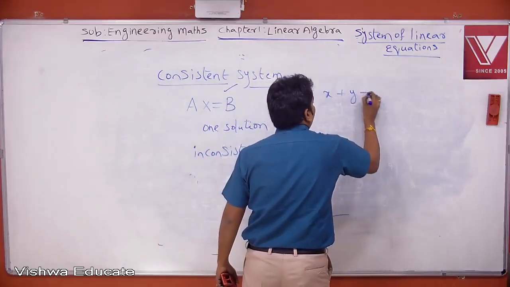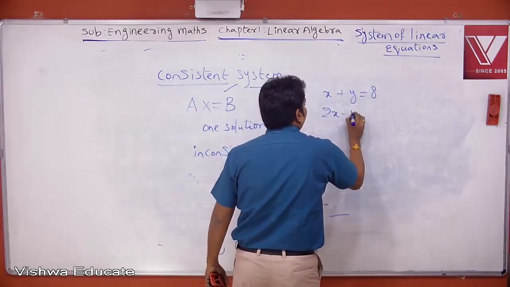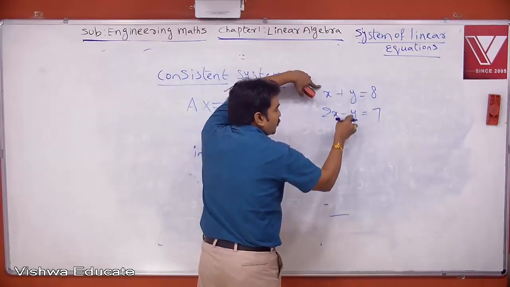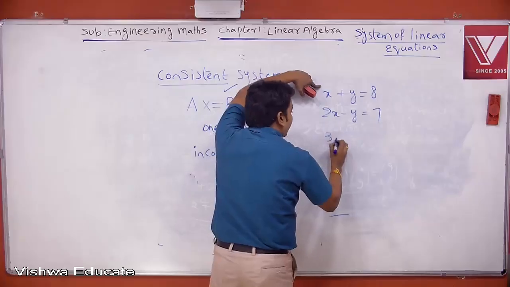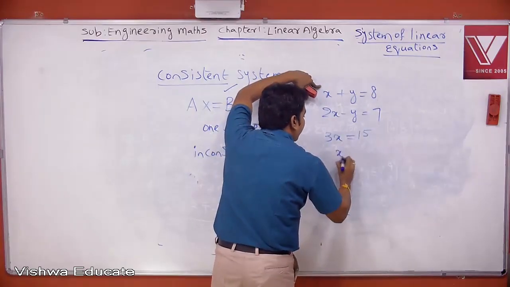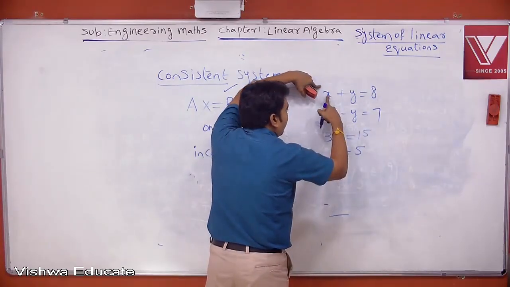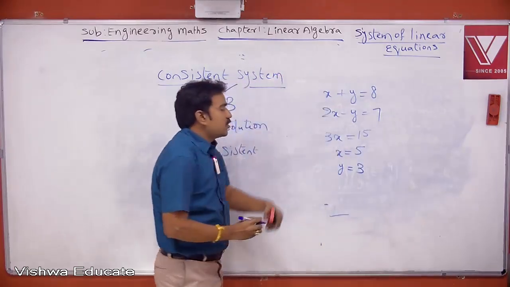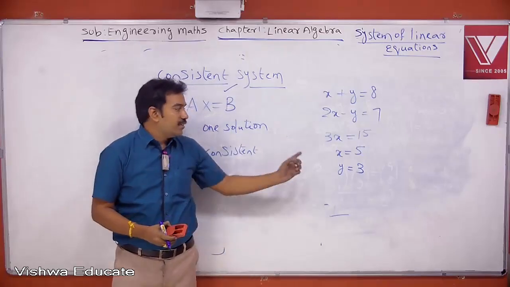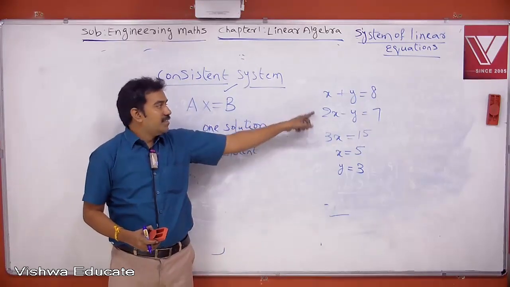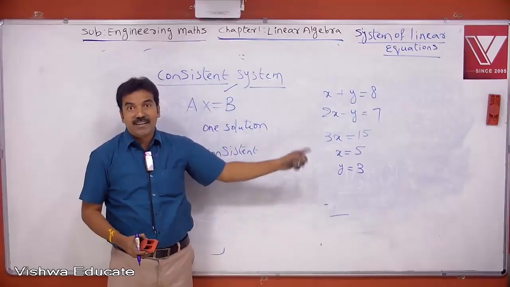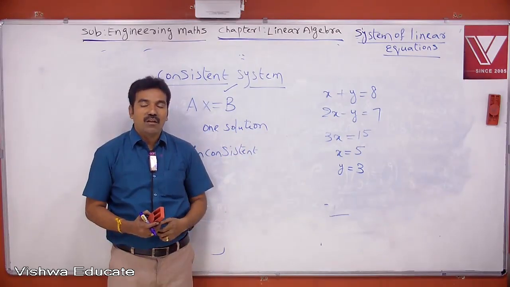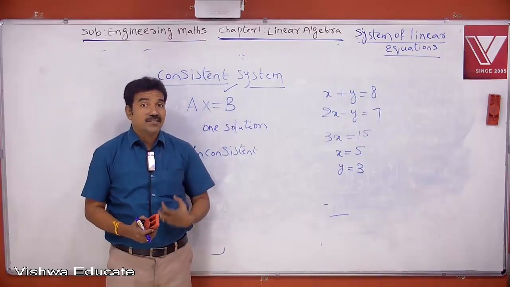Suppose I have x plus y equal to 8, 2x minus y equal to 7. Now try to get the values of x and y. Add these two equations, plus y minus y, you will get 3x equal to 15. So x value equal to 5. Replace x value 5 either in this or in this, you will get y equal to 3. Therefore, these two equations have the solution x equal to 5 and y equal to 3. So these equations have at least one solution. That's why it is called a consistent system. If the system of equations has no solution at all, then that system is called an inconsistent system.